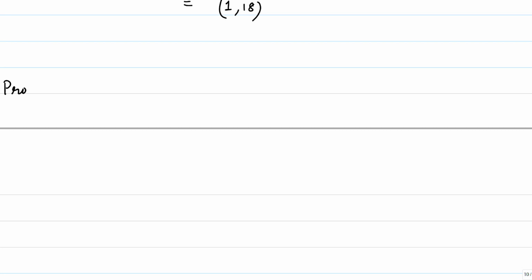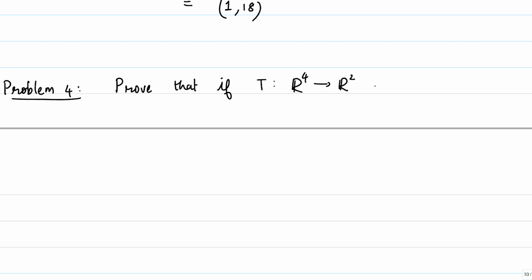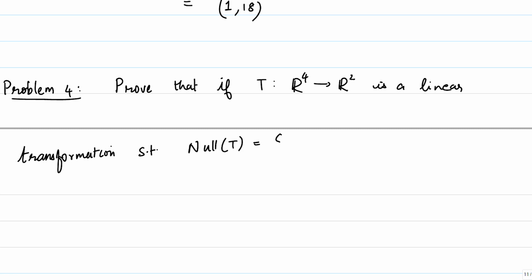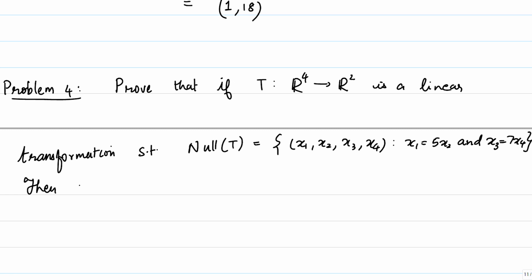All right, so this is problem 4. Prove that if T from R4 to R2 is a linear transformation such that the null space of T is the set of all, say, (x1, x2, x3, x4) such that x1 is equal to 5x2 and x3 is equal to 7x4, then prove that T is surjective.